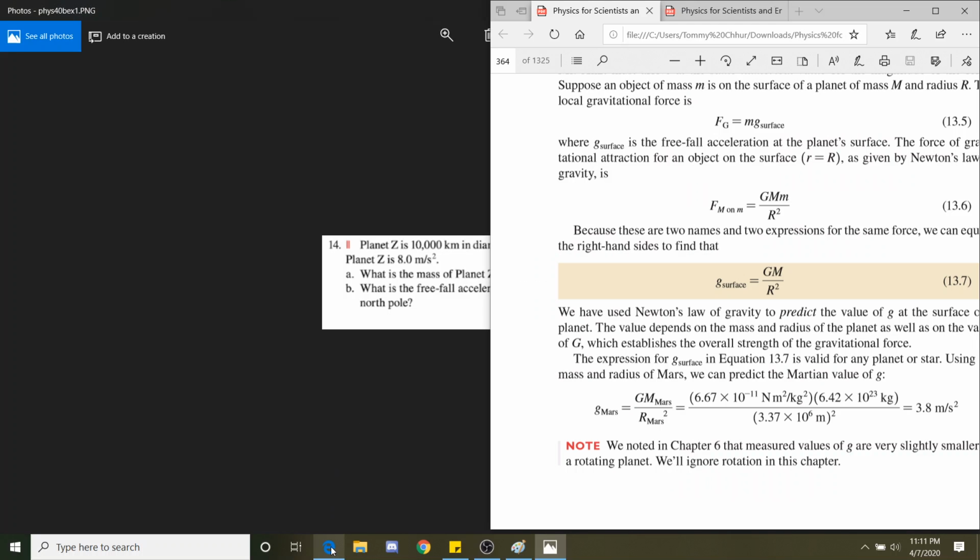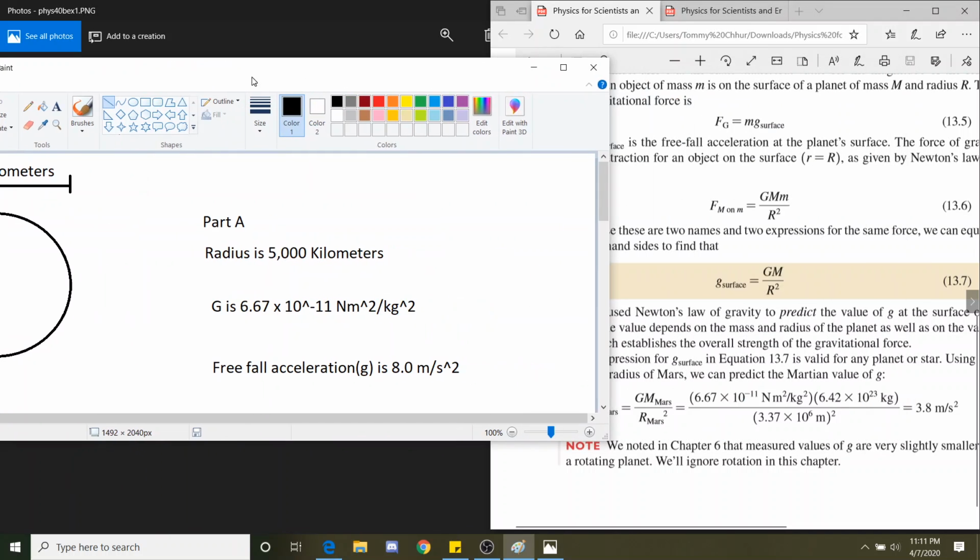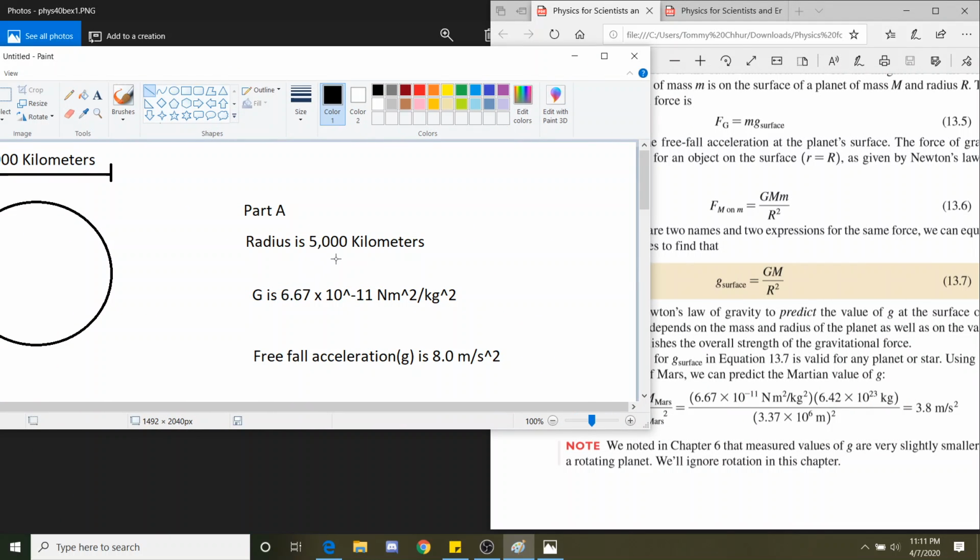Looking at our textbook, we find that we have an equation here that has most of what is given here. So far we're given the diameter, and from that we can find the radius, which is just half of that, which is 5,000 kilometers. We know the universal constant, big G, which is Newton's number, and we know the free fall acceleration on the surface, which is just little g, and what we're trying to find is the mass of the planet.